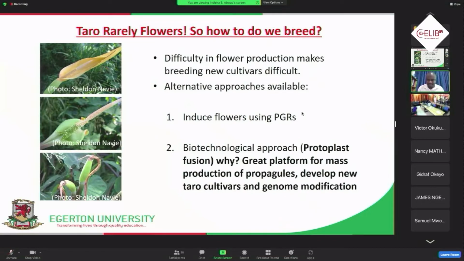Apart from genetic modification, we can also do cell hybridization, bringing two cells together, which was at the core, or if you like, at the heart of this project for the MSc students. So protoplast opens up new opportunities, and that's why we shelved the idea of using plant growth regulators to induce flowers.